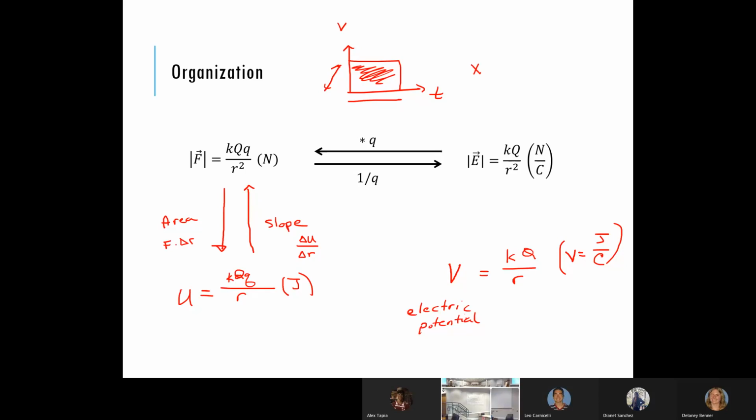Incidentally, looking at this expression, if I have a negative source charge, the electric potential is negative, right? Below ground level, if you will. It's a valley. If I have a positive source charge, it's a mountain. Same thing applies, yeah, that's right.